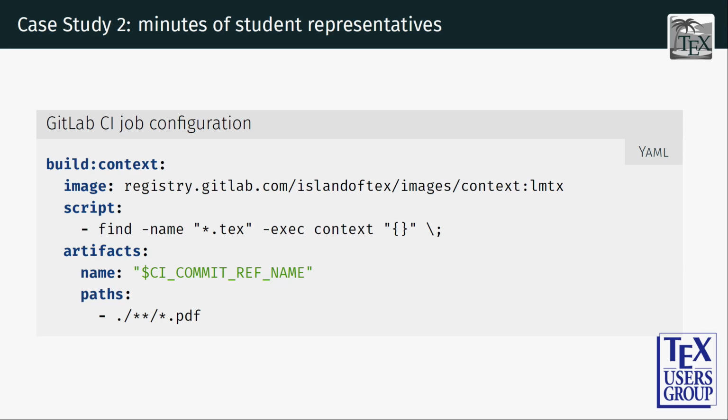Okay, so on GitLab it looks like this. If you want some kind of workflow, it's quite easy to understand. You specify the Docker image. In this case, because it's ConTeXt, we use the LMTX image. Then you specify the command that is to be run. In this case, we just find all TeX files and run ConTeXt on it. And the artifacts part is about which files we are interested in after compilation, so after the script part finished. And in this case, we are interested in all the PDF files that have been generated.